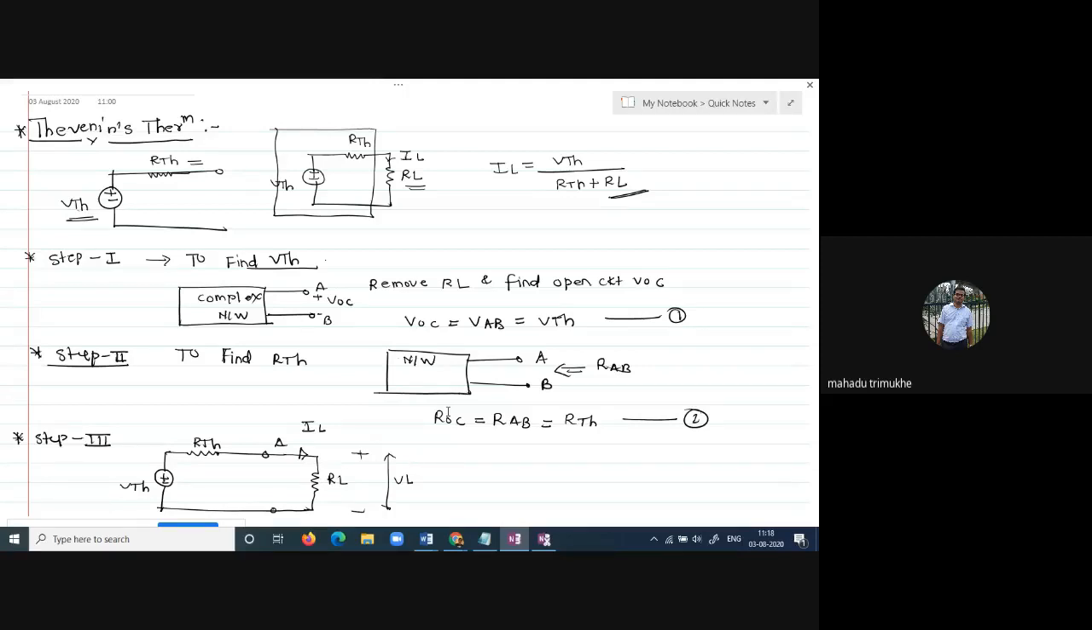Step number two is what? RTH. How to find RTH? All sources are turned off, and with the open circuit, again looking back into the network, you find the resistance across points A and B, which is your Thevenin resistance. If you get the values of RTH and VTH, you replace them in the Thevenin equivalent circuit and connect the load, and you can easily determine the current through the load resistor and the voltage across it, right? So we'll move on to our example.